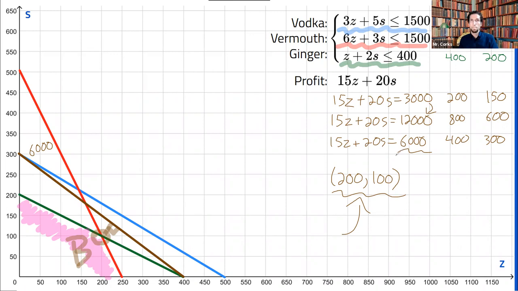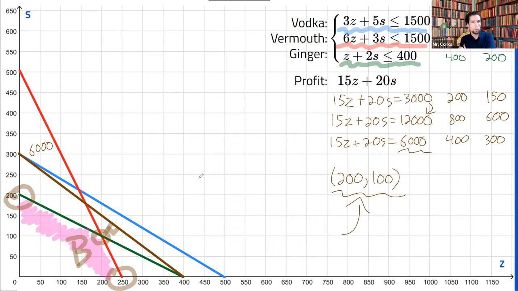Maybe we can substitute all 3 points into this 15z plus 20s. That's how we could compare. I'm going to say we don't need to do that, because that's what drawing the ISO profit line did for us. If we don't understand the ISO profit line thing, or we don't feel like doing that, then what we could do is say, we have 1, 2, 3 corners. Which one's the highest profit? Let's just check all 3 of them one by one in our profit equation. And it wouldn't be too hard to do.